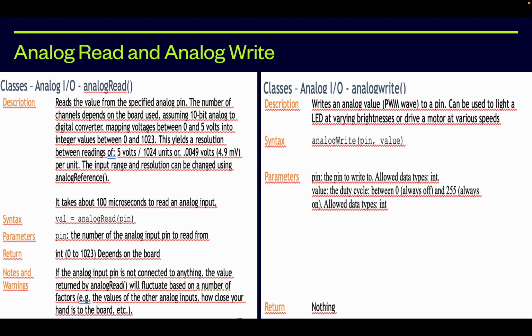Now we are using the analogRead and analogWrite functions to convert the values. So analogRead reads the value from the specific analog pin. The number of channels depends on the board. Assuming a 10-bit analog to digital converter, it maps voltage between 0 and 5 volts and gives the respective integer value from 0 to 1023. And it will also define the per unit value. So 5 volts, we will divide it by 1023. So we will get the increment for every single unit.